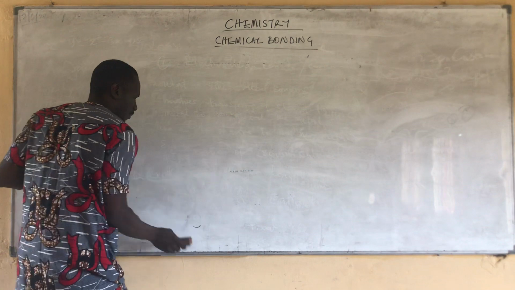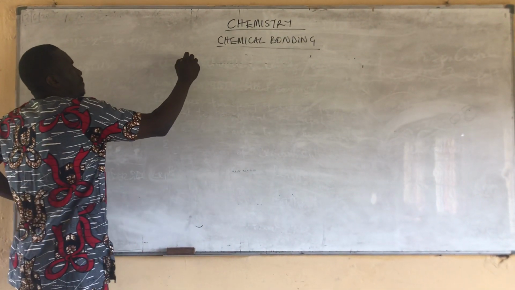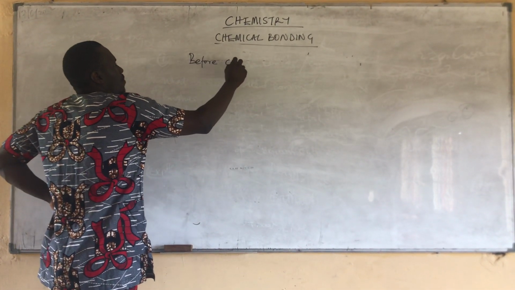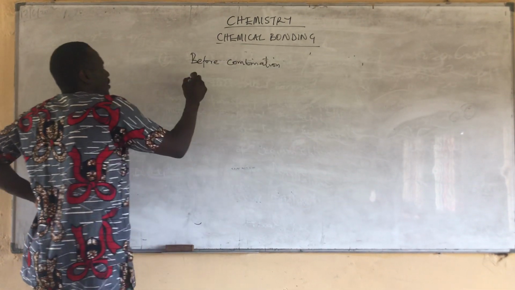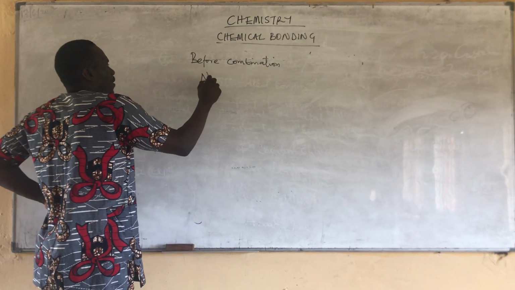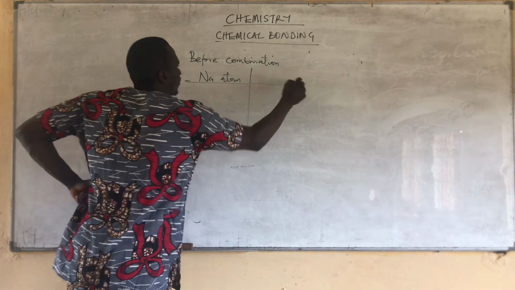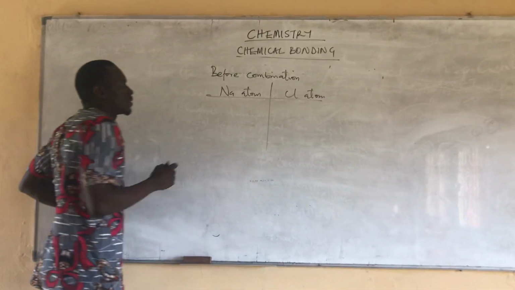Let's see the formation of sodium chloride. Example, formation of sodium chloride. Let's see before the combination. Before combination, the sodium atom and the chlorine atom, which make the sodium chloride.